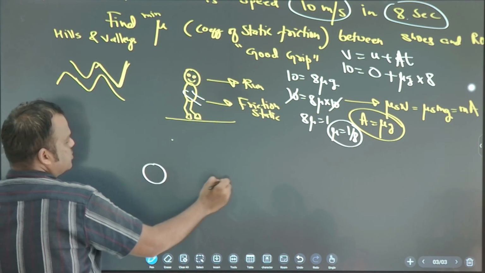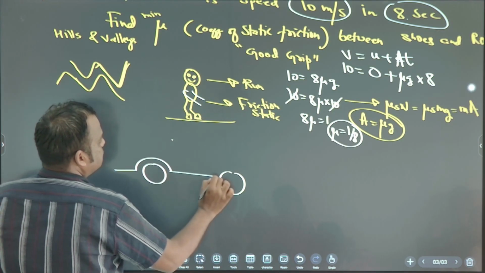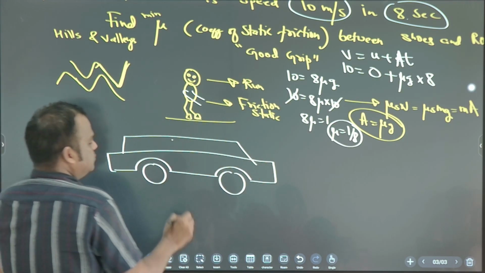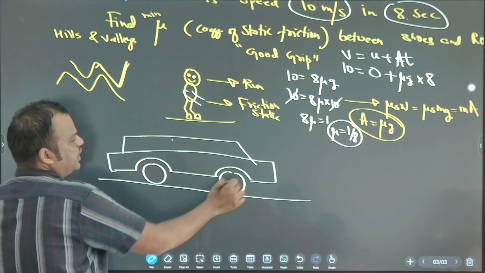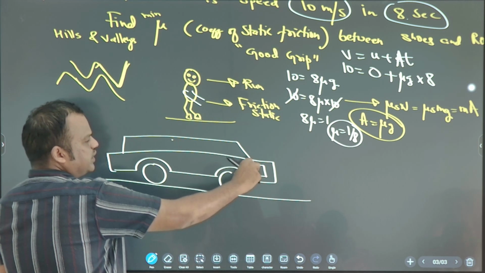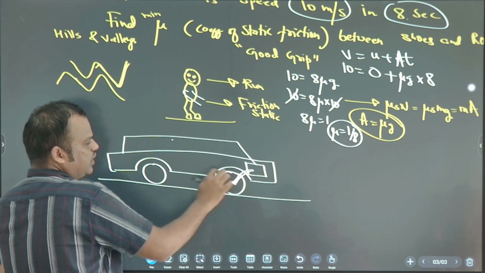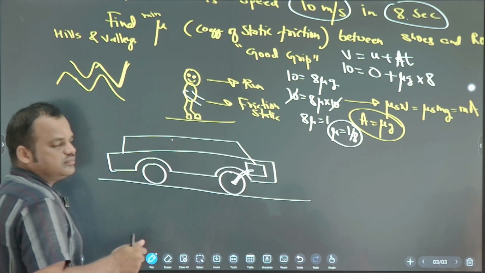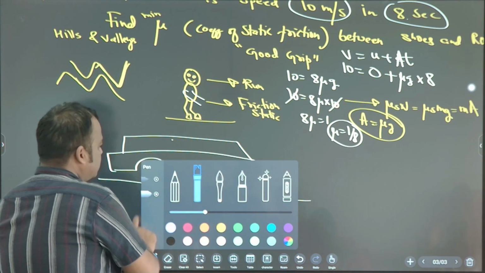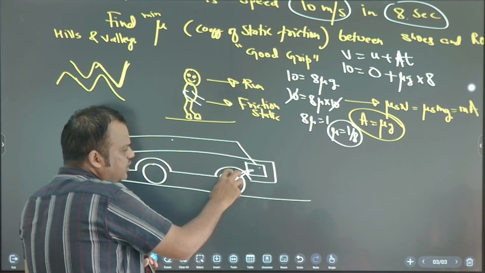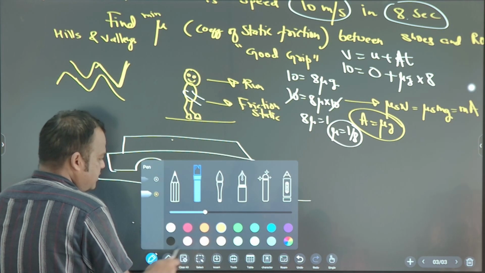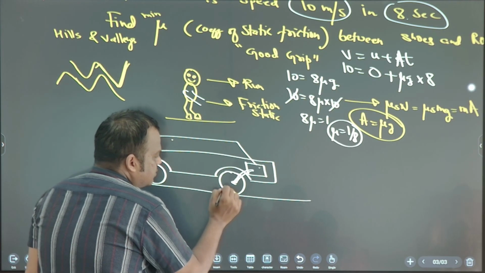Like a car also, suppose these are the tires of the car. The engine is connected to the front wheel. So what will the engine do? It will rotate it. How does the car move forward? Suppose the car wants to go right side. How will the engine rotate the tire? Clockwise or anti-clockwise? Clockwise. So these are the two points, A and B.